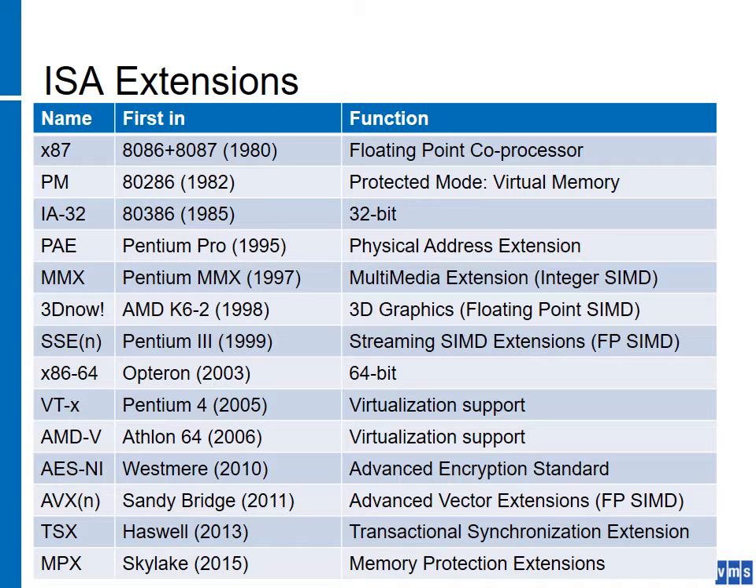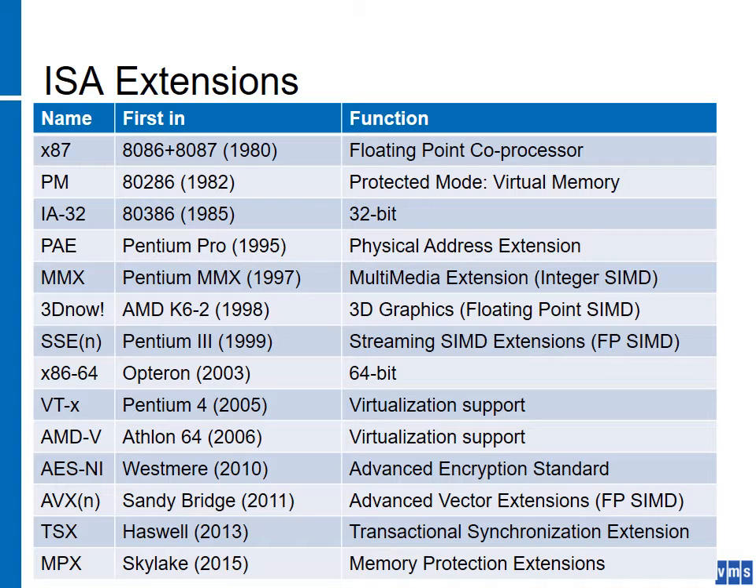In 1998, AMD added a different way of doing single instruction multiple data in the form of 3DNow!, which was a floating point implementation. This didn't see much adoption, at least not in the mainstream, because Intel didn't follow suit. And this is the only one of these extensions that is no longer available in current chips.